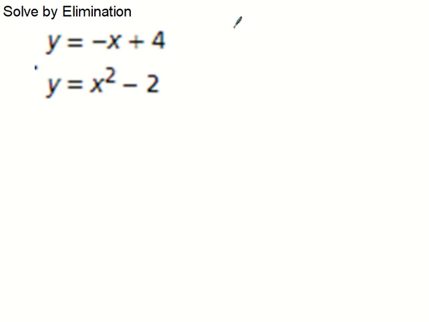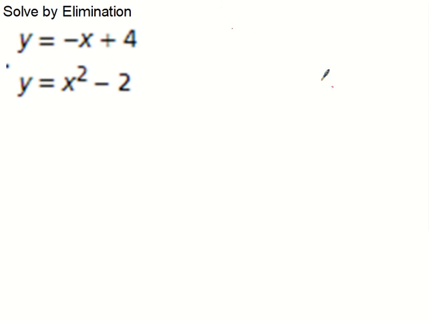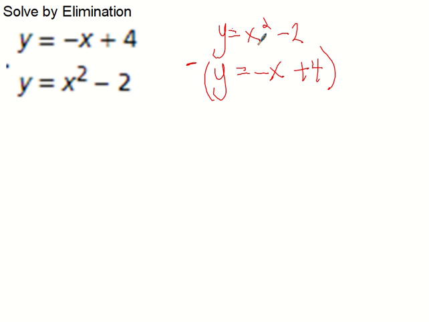I'm actually going to flip this. I don't know why I scooted over then, because I'm actually going to flip it, which is totally fine. I'm going to go y equals x squared minus 2, and I'm going to subtract y equals negative x plus 4. It just is going to keep this as positive so that I don't have to worry about that. So this is going to become 0. x squared is just x squared. I'm going to get plus x, and then I'm going to get minus 6.